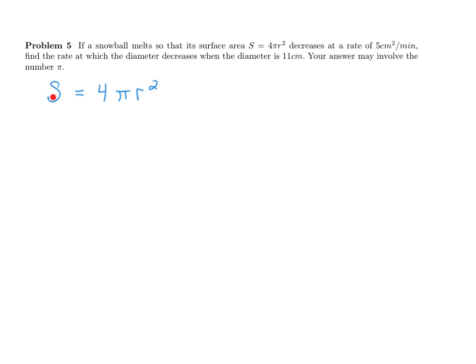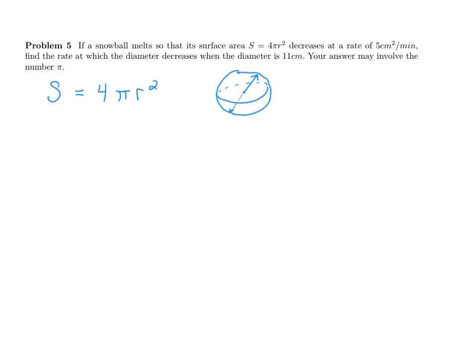So this is the surface area of our spherical snowball. So here's the snowball. It is spherical. It's melting, so its surface area is decreasing. Notice that we're asked a question about the diameter, and this formula depends on the radius. So I'm going to do something here where if you know the radius, r, of the sphere, you can figure out the surface area. But if you double the radius, you'll actually get the diameter.